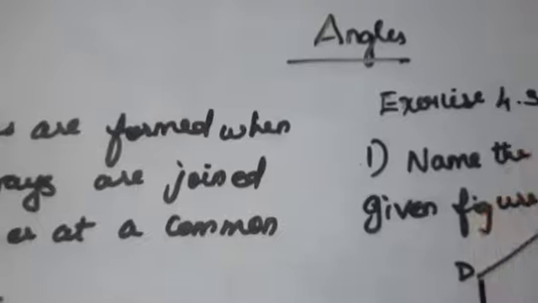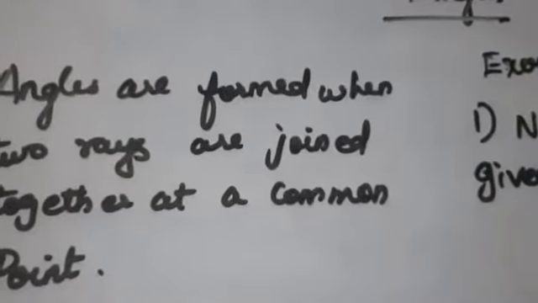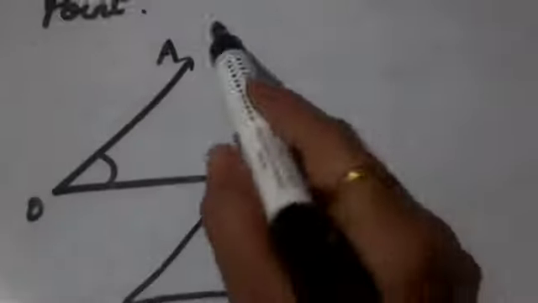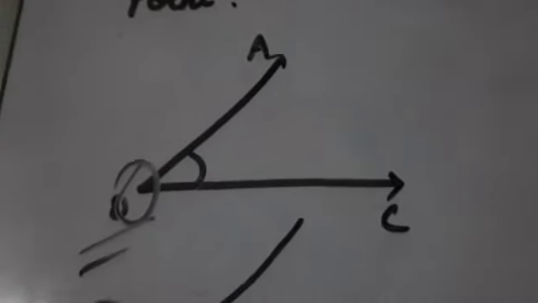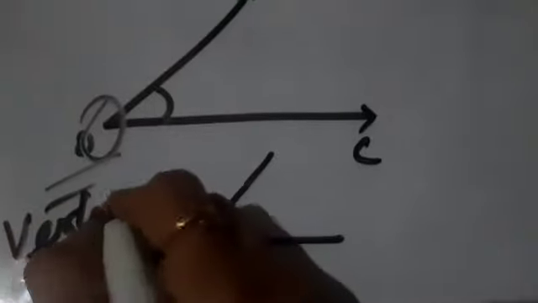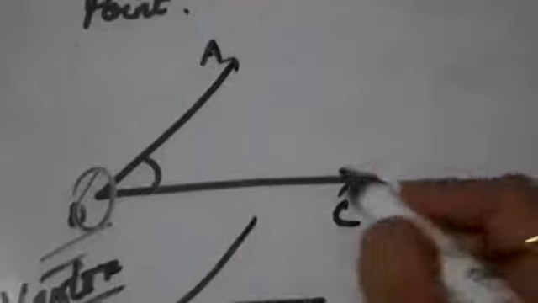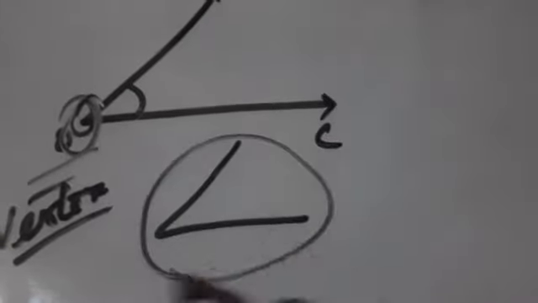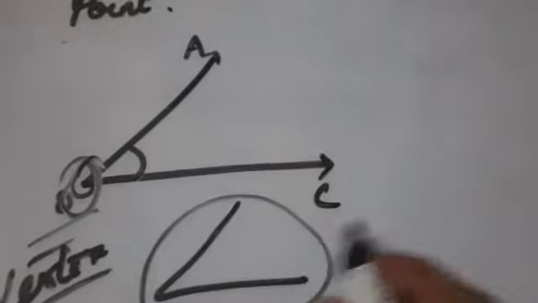Now let us get to know what is meant by angle. Angles are formed when two rays are joined together at a common point. See here, these two are the lines which meet at the common point O. This common point is called the vertex. What is this common point called, students? It is called the vertex. When two lines or rays are joined together at a common point, it is said to be an angle. The angle is represented by the angle symbol and we write the angles using capital letters.